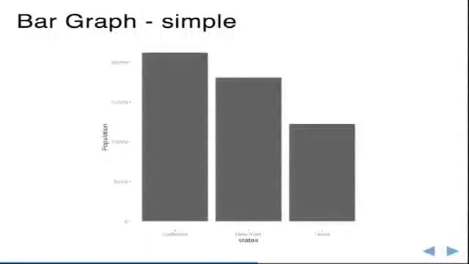And so this is what that graph would look like. It's a very, very basic bar chart. California is the most populous state out of the three, which I could have told you, but it's good to verify on this data too.